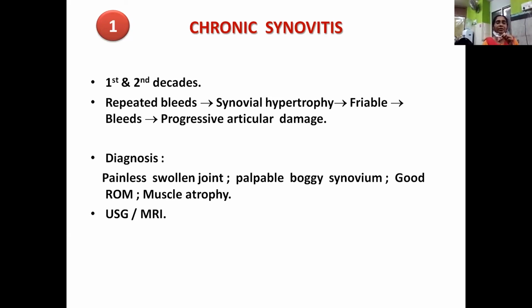So how will you diagnose chronic synovitis? The patient will have a painless joint. That is the characteristic of chronic synovitis. The joint will be markedly swollen, but it is totally painless, and you can palpate the soft, boggy synovium. There will not be any restriction of movement. The patient's range of motion will be full, and the muscle strength and muscle bulk will be normal. There will be no muscle atrophy. That is the characteristic of chronic synovitis, and you can confirm this by doing a USG or MRI.